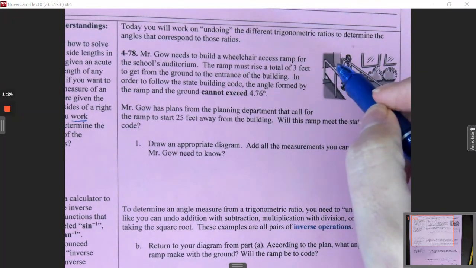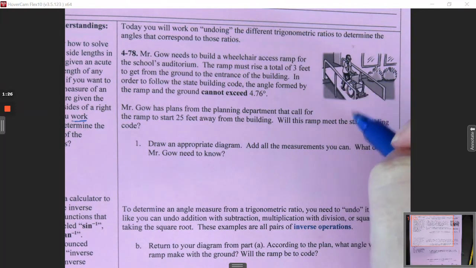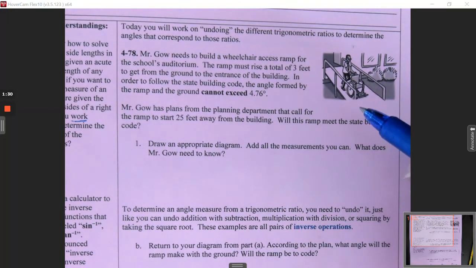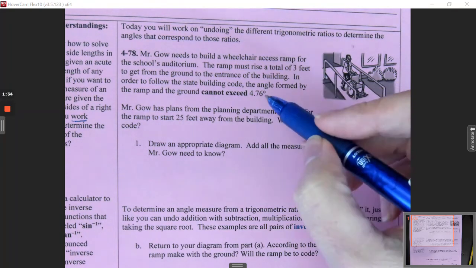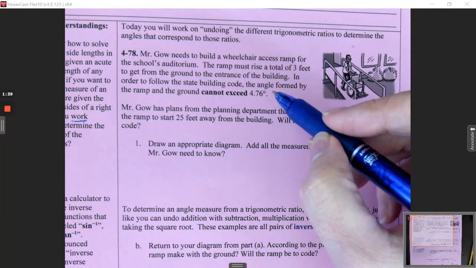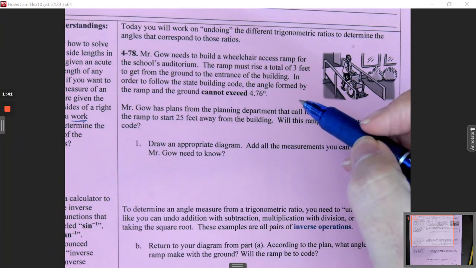So in order to follow state building code, the angle formed by the ramp cannot exceed 4.76 degrees. Otherwise, it's too steep and it's hard for wheelchairs to use. Okay, Mr. Gao has plans from the planning department that call for the ramp to start 25 feet away from the building. Will this ramp meet the code?